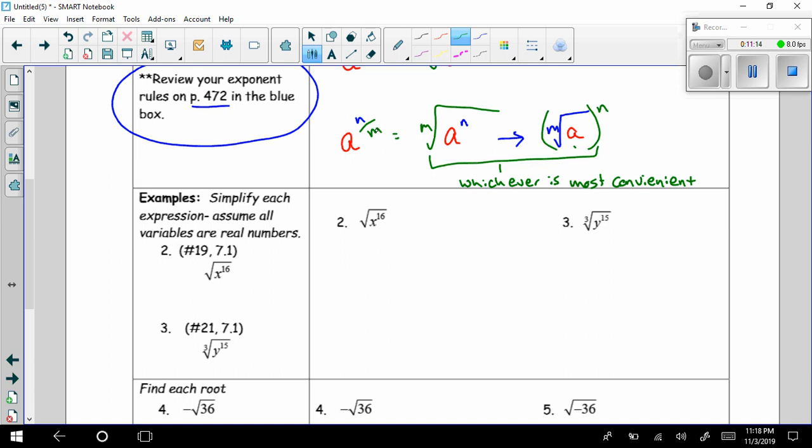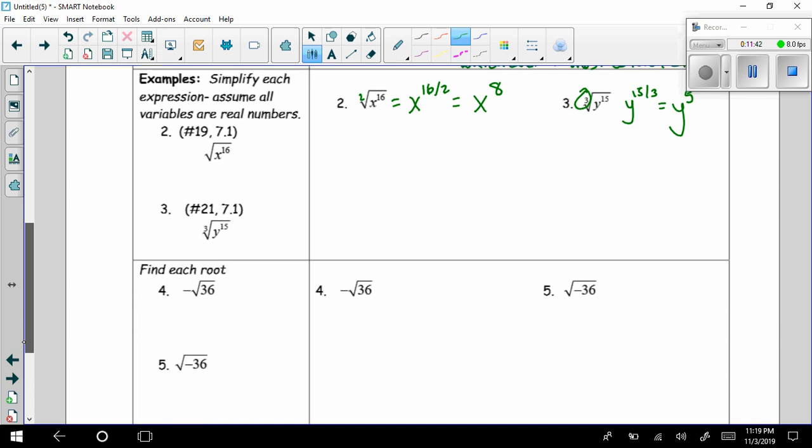Okay, so why this is helpful to us. When we have something like this, the square root of x to the 16th, the index here is automatically a 2. So this is the same as x to the 16 divided by 2, which is x to the 8th. Same thing here, our index is a 3. So we're just dividing 15 by 3, and we have y to the 5th.